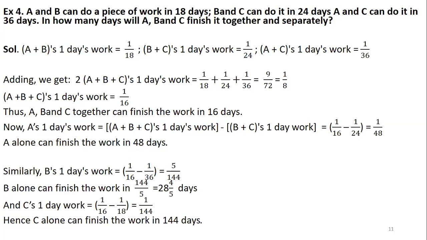Now, it should be repeated for some x days, multiplied by x, in order to complete the whole work 1. So, x is equal to 48. So, A completes the work in 48 days. Similarly, for B, what to do? A plus B plus C minus (A plus C). So A plus C is what? 36. So 1 day's work is 1 by 36. Subtract, you get 1 by 48, 1 by 72. Similarly, C, 144 days.